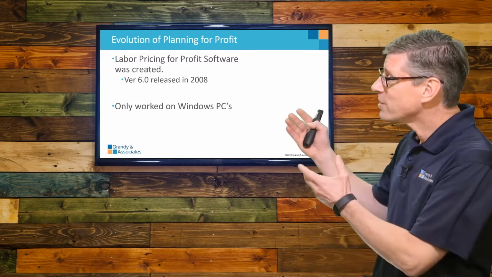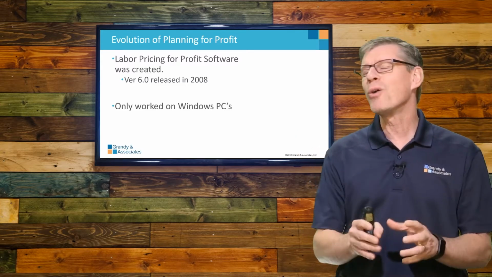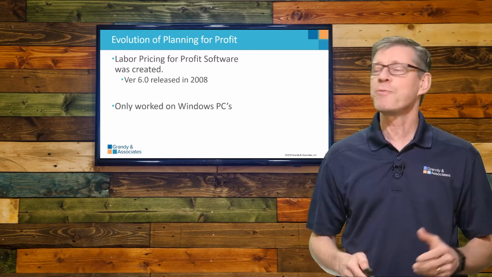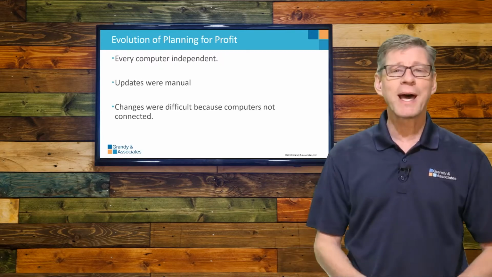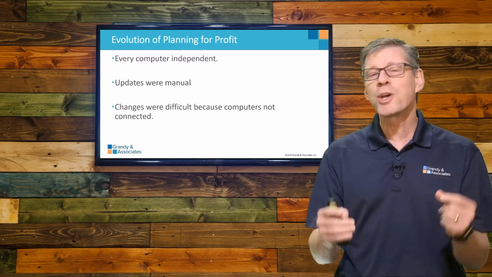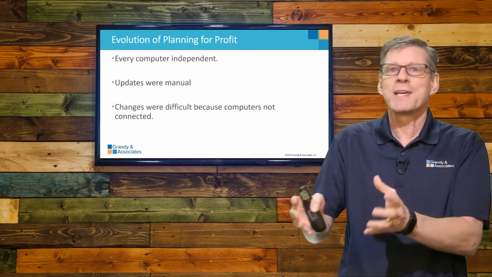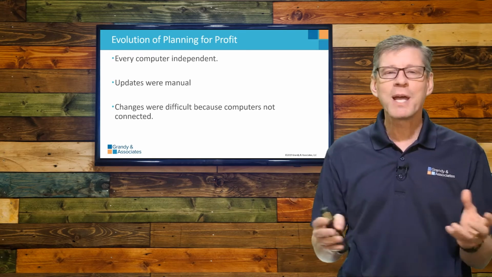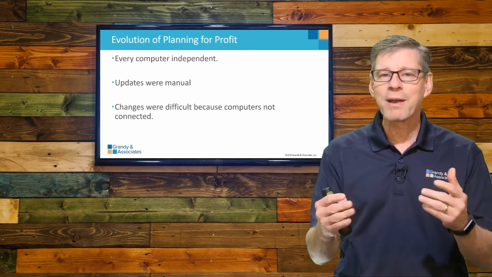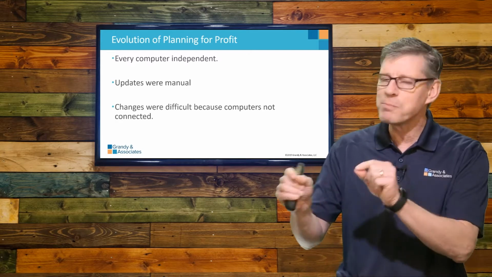The original version of version 6 was released in 2008, and it only worked on Windows-based PCs. If you had a Mac or a tablet, you were out of luck. Every single install that you had was independent. While you could install it on as many computers in your company as you wanted, every one was a separate install. And so updates were manual. If we put out an update, you had to go get it, and then you had to install it on each and every machine.